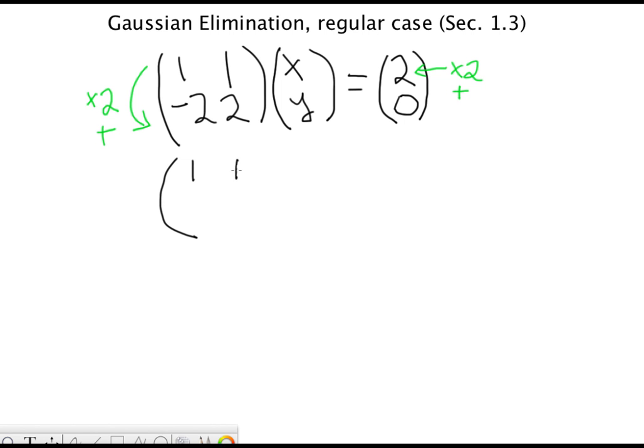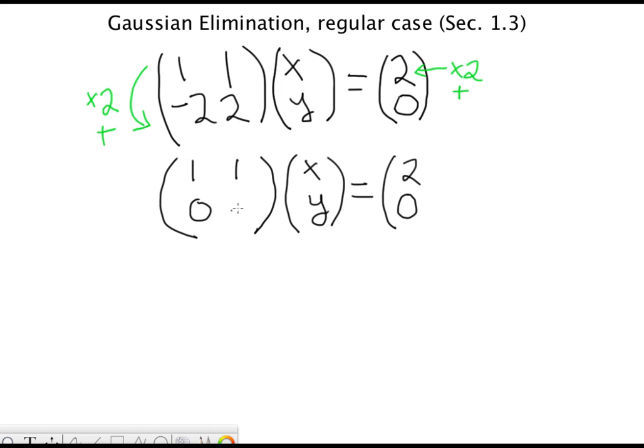The first row doesn't change because you haven't done anything to that. The second row becomes 0, 4. Excuse me, I shouldn't have written this 0 here. This becomes a 4. Okay, now this matrix equation, the first one, is exactly equivalent to the second equation. And the second equation has a particularly nice form, so I'll put a box around it.